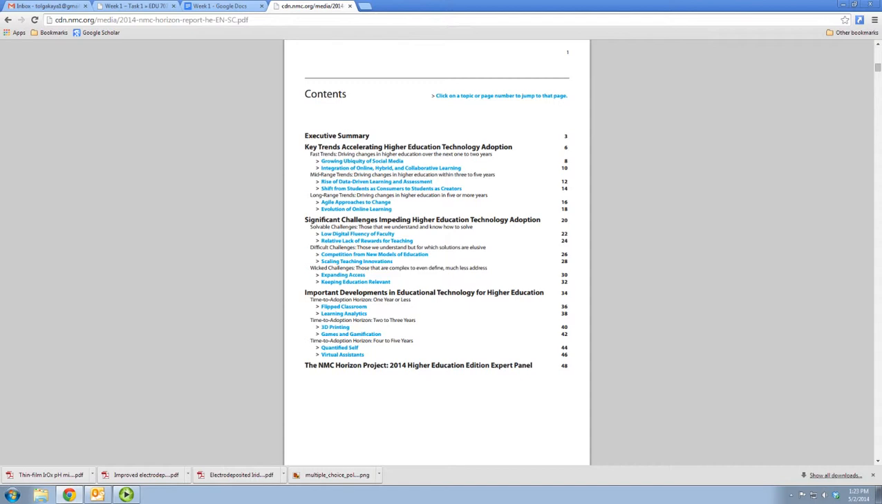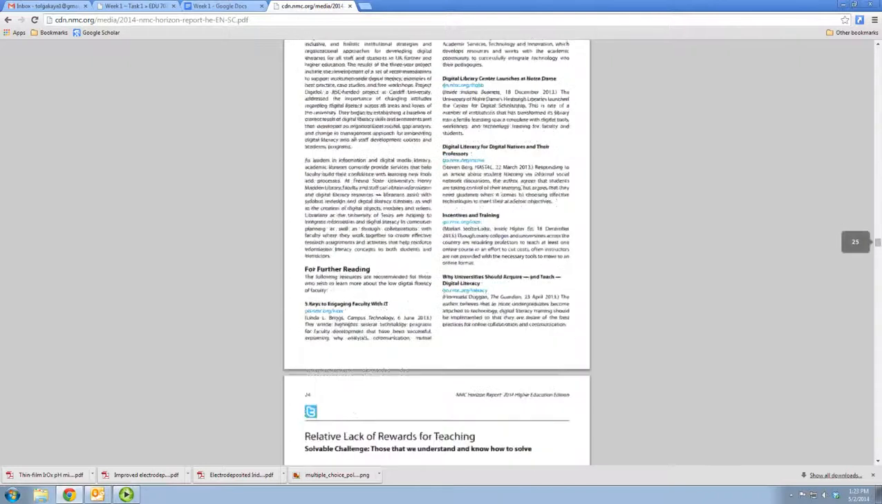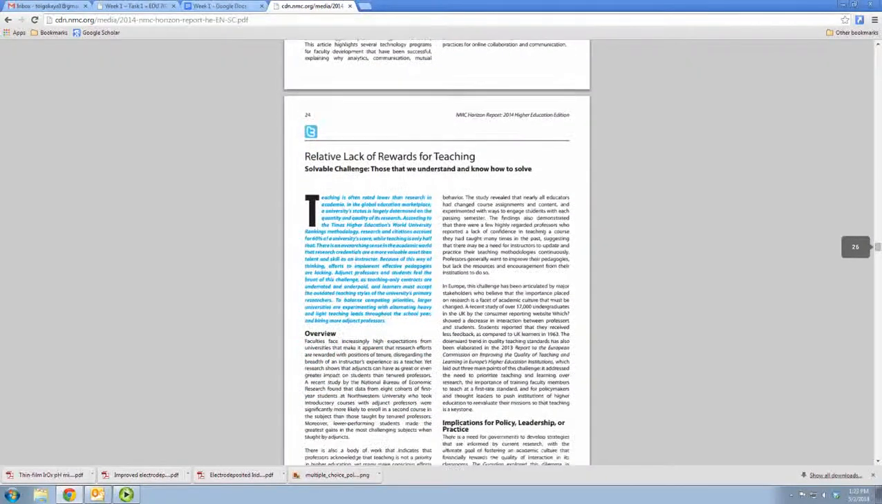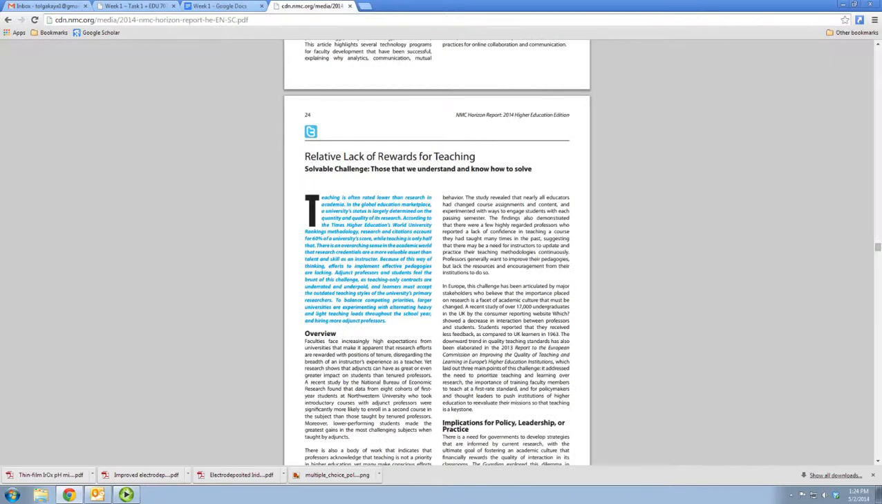So this is quite detailed about low digital fluency of faculty. This is one of the problems, I believe, that we face, that the faculty not knowing the technology itself. But where is it? Yeah, that's the rewards for teaching. That's the main problem for particularly higher education, because research versus teaching, the teaching is always underrated. It's different from K through 12 settings, I believe.